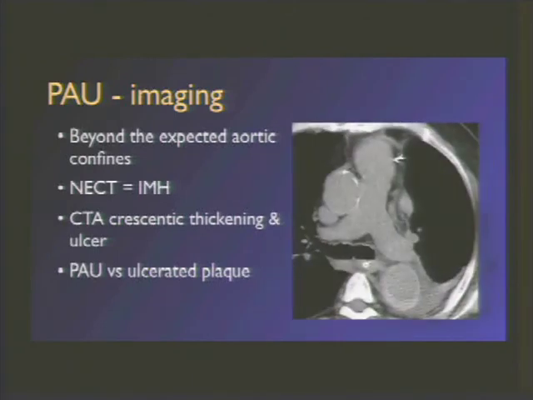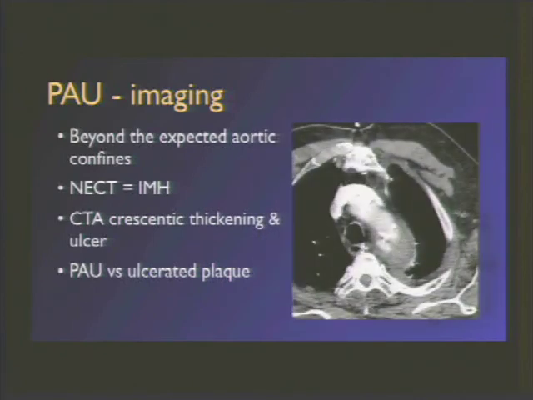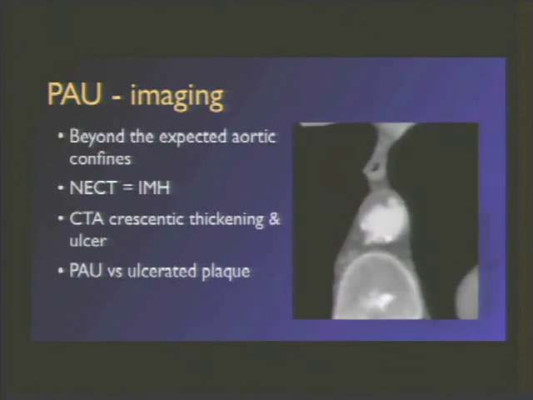Here's another case that has intramural hematoma, and when we go to the contrast image, we're going to see that there's a little ulceration here in the aortic arch, consistent with a penetrating aortic ulcer. Important to make the difference with just an ulcerated plaque. The ulcerated plaque is just a plaque ulcerated. It's nothing related to extending beyond the confines, or the expected confines, of the aorta.